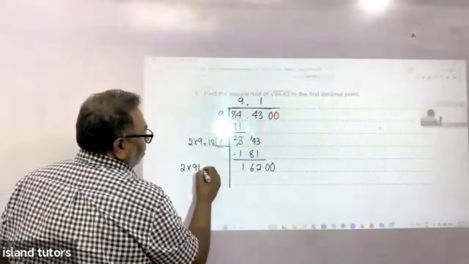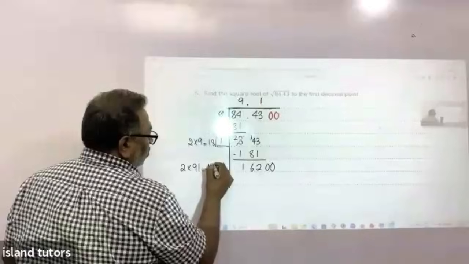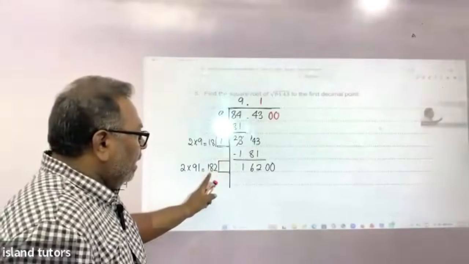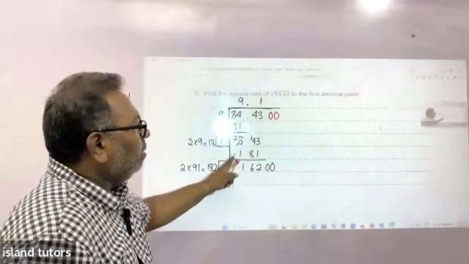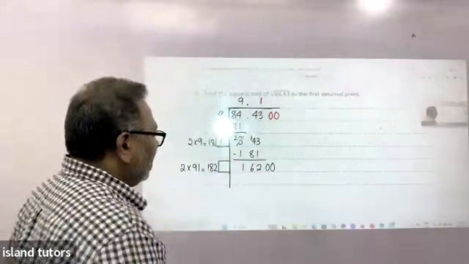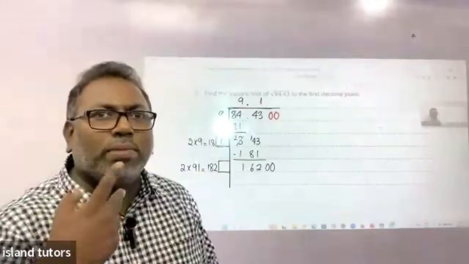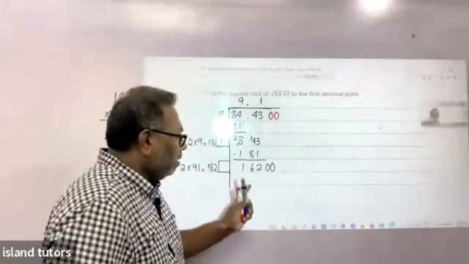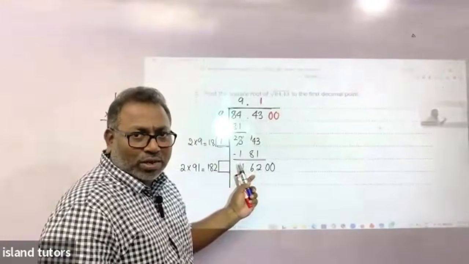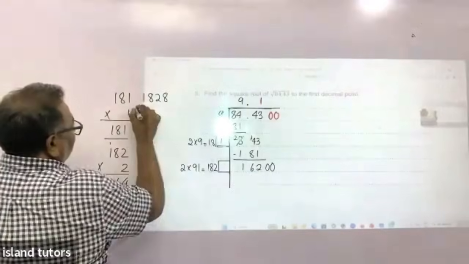2 into 91 is 182. And put a value here. Careful. 18,800 and something. Same value you have to put here. What value are you going to put? Think carefully. I'm going to round this off to 2000. 2000 multiplied by 8 is 16,000. That is still less than 16,200. So let me check 1828 into 8.